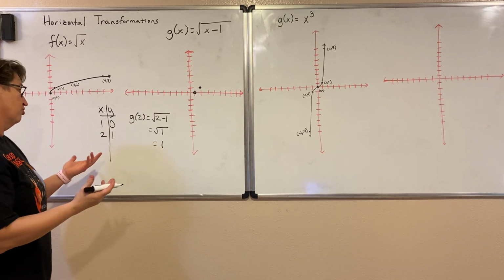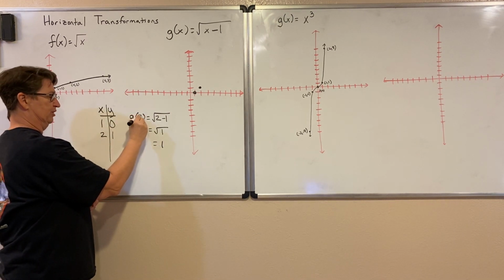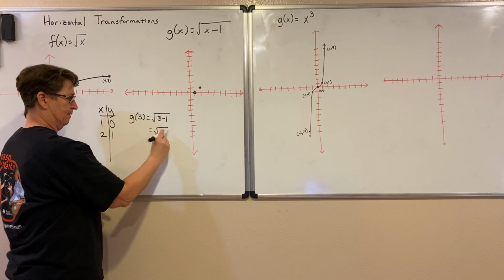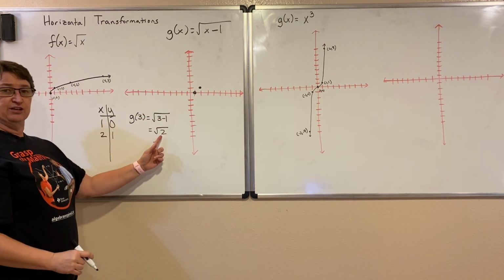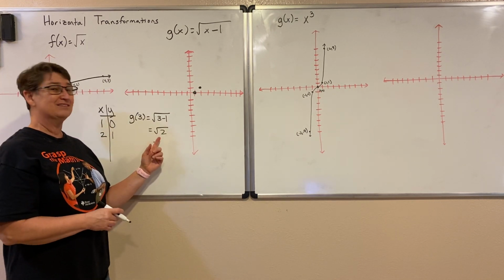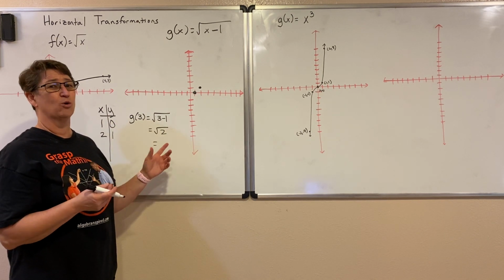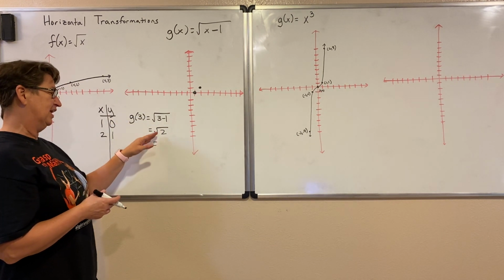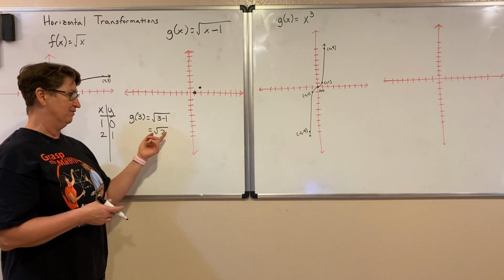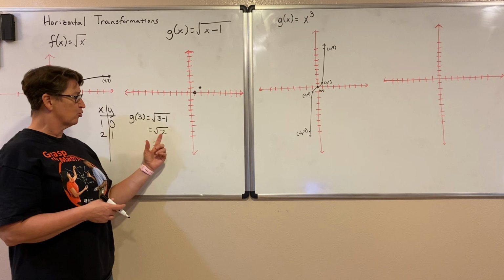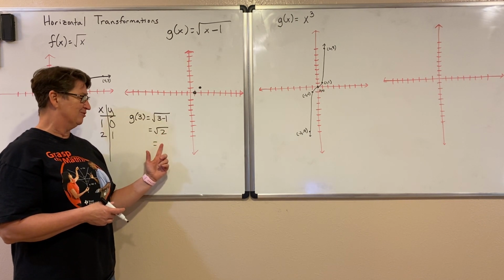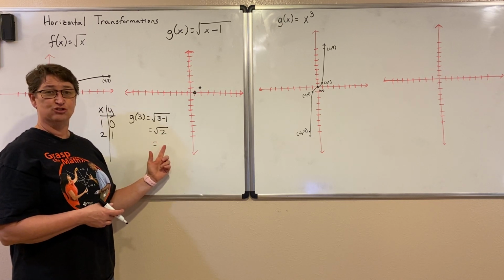Now let's put in 3 as our input. 3 minus 1 is 2. While the square root of 2 is a real number, it's not a pretty number. It's somewhere around 1.4-ish, and it's irrational. While it's on the graph, it's difficult to graph. I would rather this be a nice perfect square so that it comes out as a nice pretty integer.